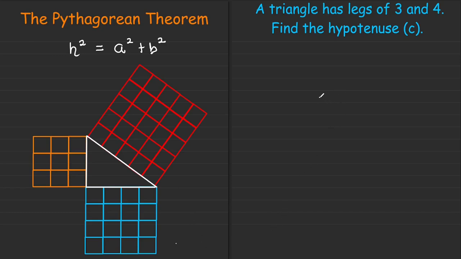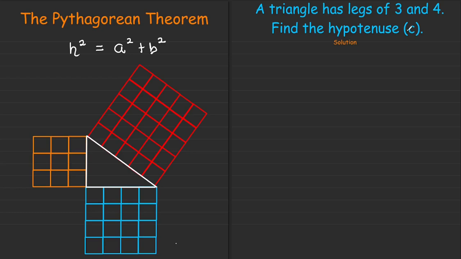So our first question here says, a triangle has legs of 3 and 4. We have to find the hypotenuse, that is C. So how do we approach this question? For starters, let's choose to draw.